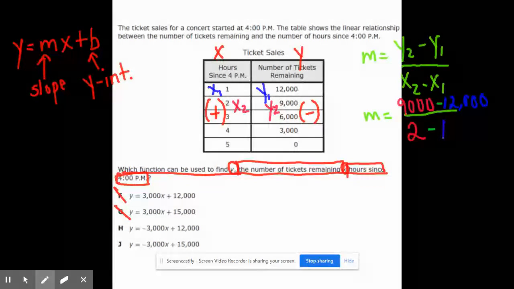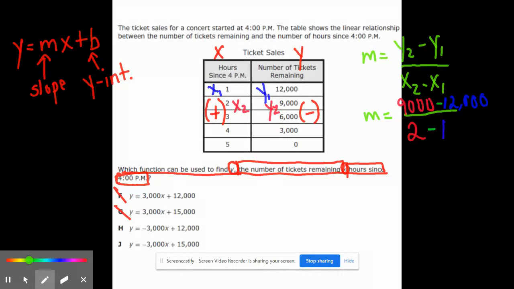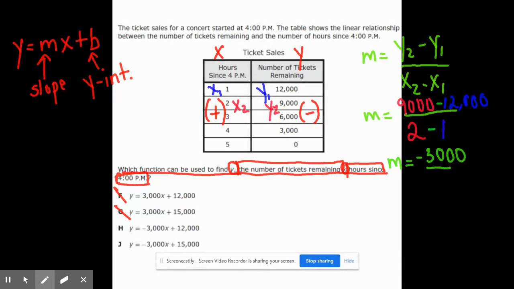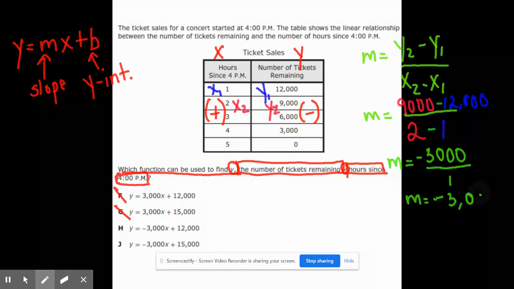x2 minus x1. Now that we've substituted, let's go ahead and simplify. We have m equals 9,000 minus 12,000, which gives us negative 3,000, over 2 minus 1, which is 1. We know that anything over 1 simplifies to that number. So our slope would be negative 3,000. Looking at H and J, our remaining answer choices, we see that both of them do in fact have the correct slope value. So we can't eliminate any other answer choices based on slope alone.